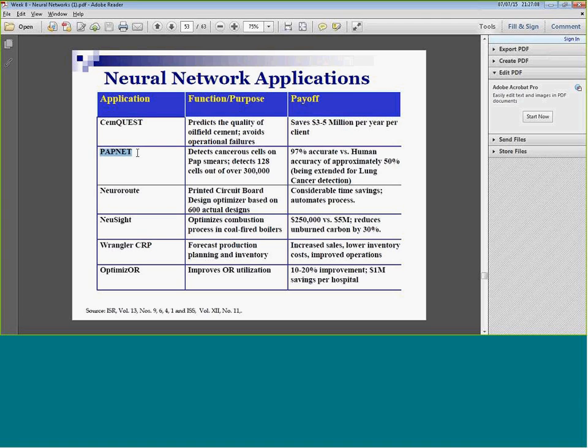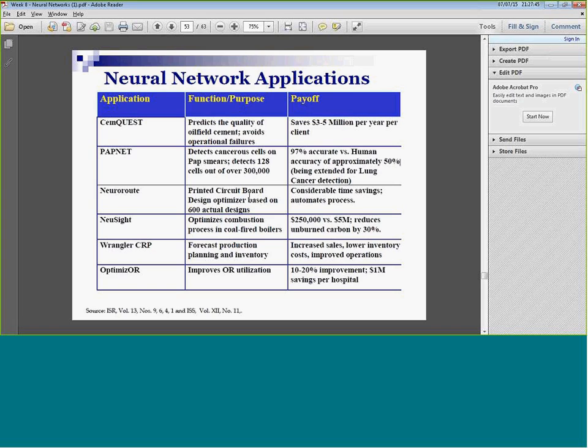One of my favorites, PapNet. It detects cancerous cells on pap smears. A pap smear has about 300,000 cells on it. An abnormal one has around 150 or so bad ones. Not so hard to find. 97% accurate. You know how accurate humans are reading pap smears? 50% accurate. A lot of false positives, a lot of false negatives, which is why almost all human readings are done twice. That reduces the false positive, false negative rate substantially.